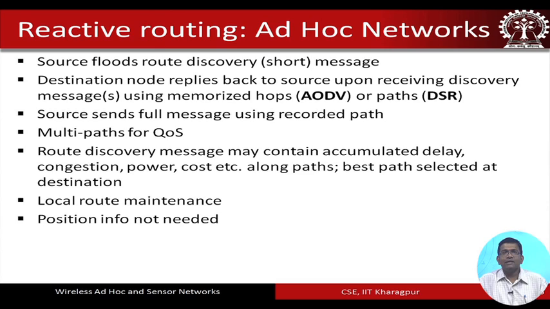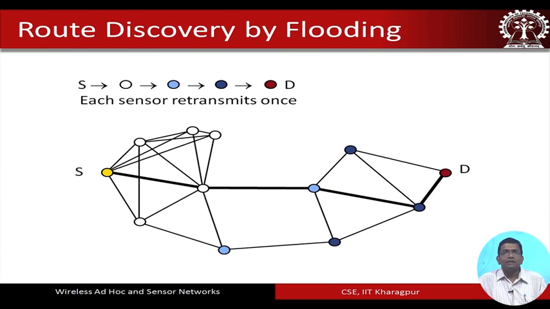So, one possibility is that we adopt these ad hoc network routing protocols, AODV, DSR or the like. The other possibility is that we can go for flooding based protocols, and in flooding based protocols, as we can see over here, the source node broadcasts the message to the neighbors. The neighbors are all going to have a copy of the packet.